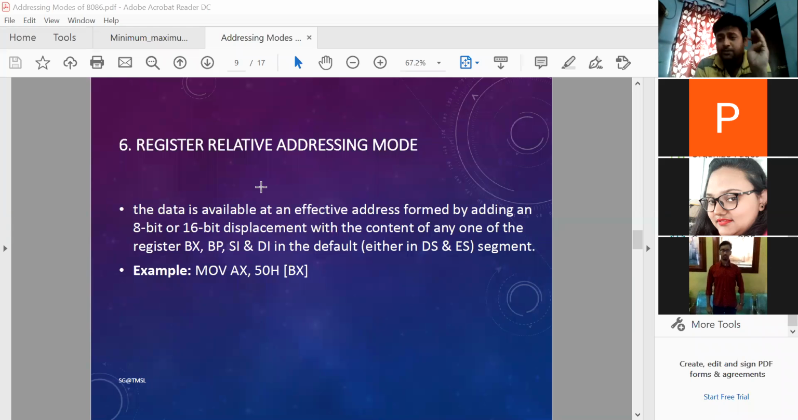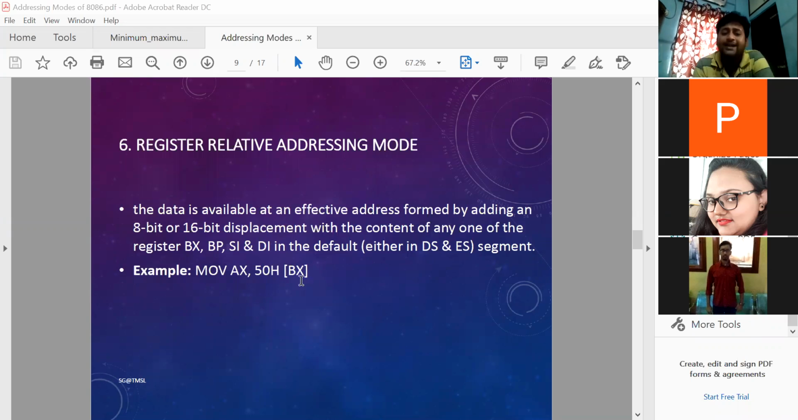IP, SP, BP, SI, DI. These are specifically offset registers. They have no other function. But AX, BX, CX, DX, these four registers are general purpose registers. Among these four registers, only BX has a dual function: it can be used as a general purpose register as well as a special purpose register. And the special purpose is to use it as your offset register. So BX can be used as your offset register. BX register is called the base register. So there must be a base register in this type of addressing mode.